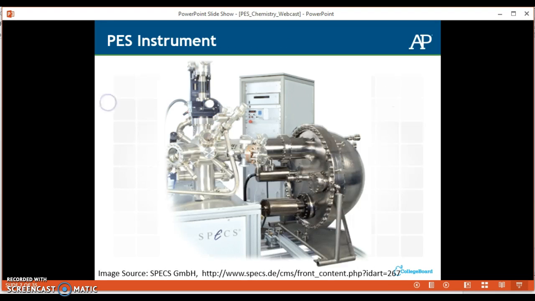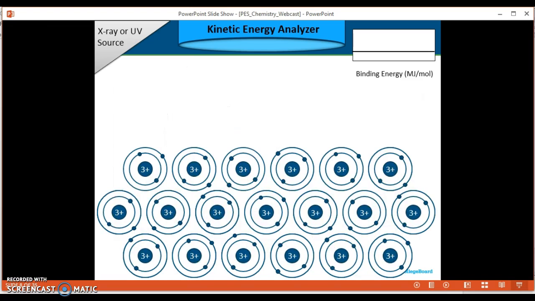This is just a picture of a PES instrument. You can't really tell what's going on in there. We've just got a vacuum chamber where we are providing UV and X-ray radiation, and then detecting what's coming out of the samples of matter.